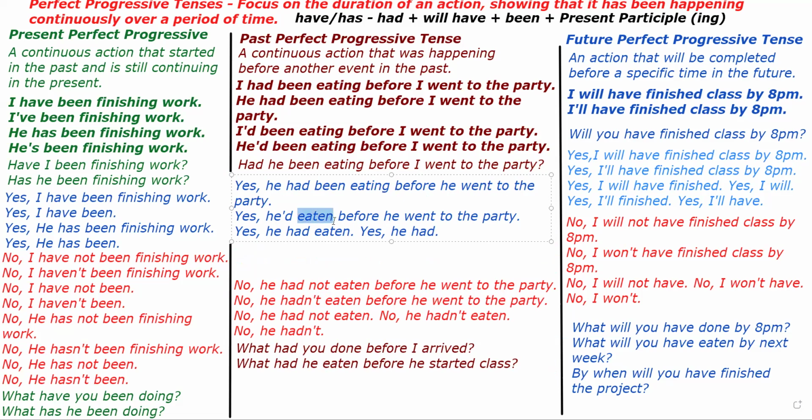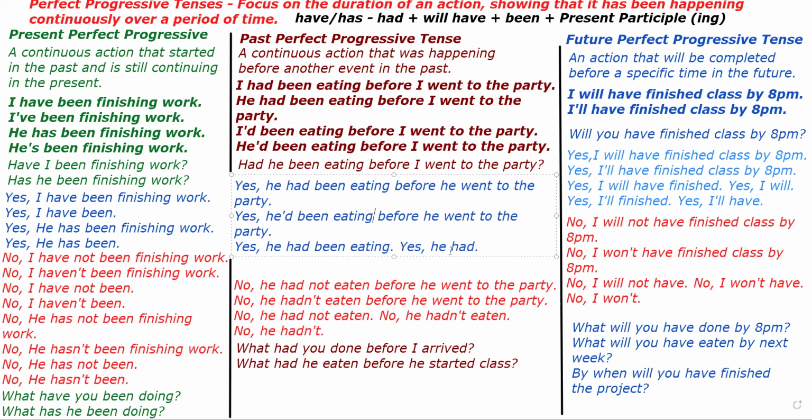Yes, he'd been eating before he went to the party. The other one, yes, he had. Yes, he had been eating, or yes, he had been. Okay, yes. You could even say yes, he'd been. Okay, but let's just cut it short there.